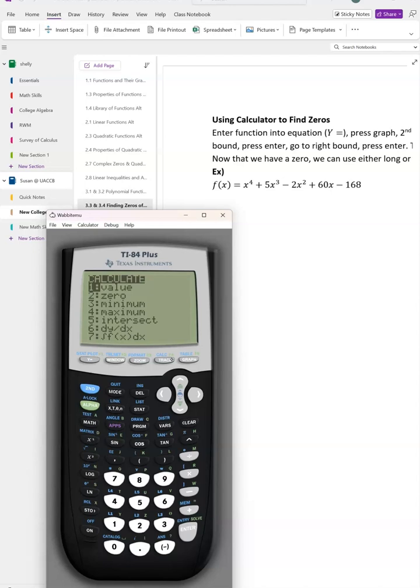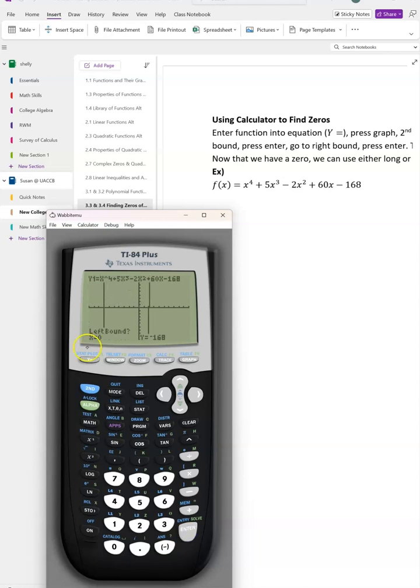And then we go down to number, oh, no, let's go back here. And then we want to hit graph, so we can see our graph. We can see where it crosses. Okay, so now we want to do second trace. And we're going to go down to 0.